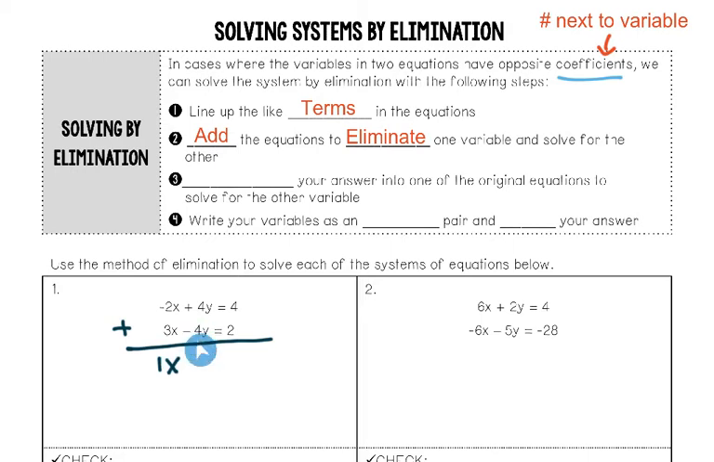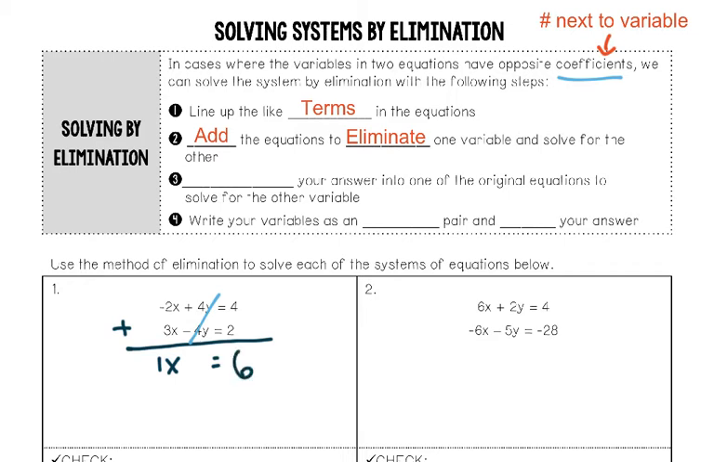Now I have positive 4 and a negative 4. Those two things cancel. When they're opposites, I just put a slash through them because they are canceled out. That makes 0. I'm going to bring down the equal sign, and I'm going to do 4 plus 2. 4 plus 2 is 6.